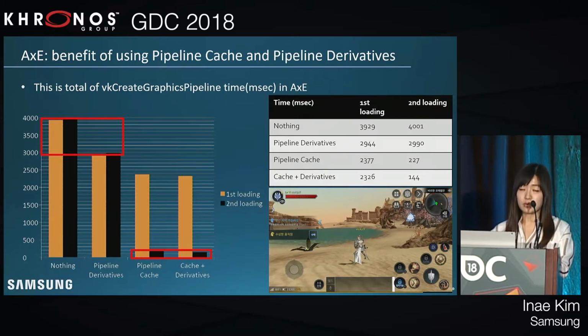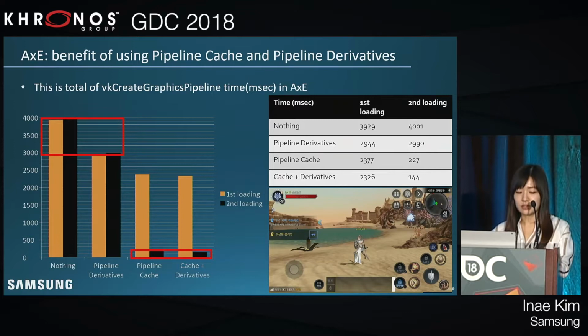This game has about 300 shaders, but this scene creates about 60 pipelines and 60 shaders. Let's check the result. This graph is based on the table, and I will talk about these two red boxes. The first red box, at the upper side, is the result of pipeline derivatives between nothing and only pipeline derivatives used. Pipeline derivatives can give a loading performance improvement, but it gets worse than the sample case because the performance differs by how many child pipelines derive from the same parent.